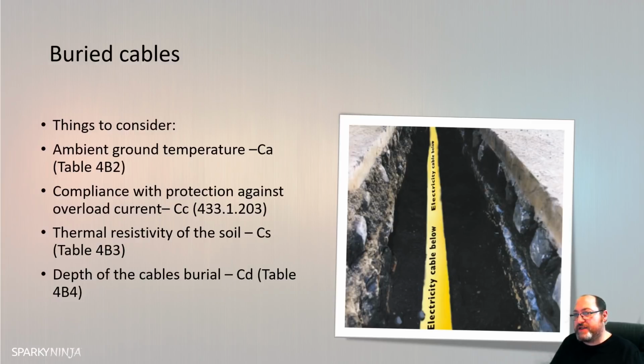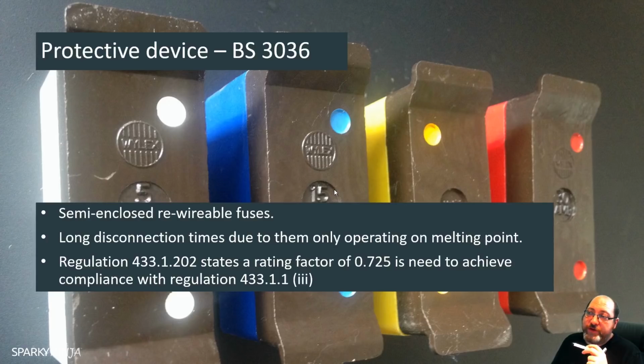Now, the building regulations, however, do give more visual guidance, but that's not part of the wiring regulations. So, technically, from the wiring regulations perspective, sufficient to avoid danger. We've talked about the 3036 fuse. Long disconnection times due to it operating only as a melting point. Yeah, still a good device to use. Can use it. It's just it creates a lot of handicaps to our circuit design.